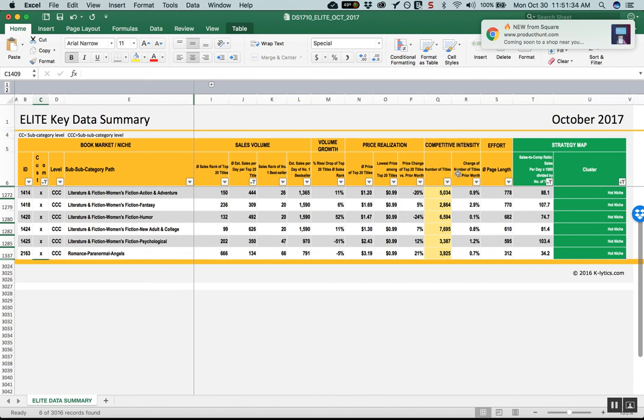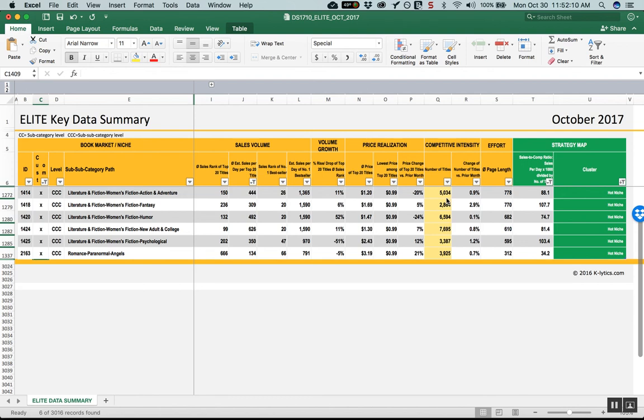For your competitive intensity, we've already established that this is pretty good. To me, anything under 10,000 titles is pretty good. When you get into those low numbers, you're going to be starting to move down closer to hot sell, because it's going to be a higher opportunity. And if you notice, those lower numbers are going to give you those pops of great competitive intensity.